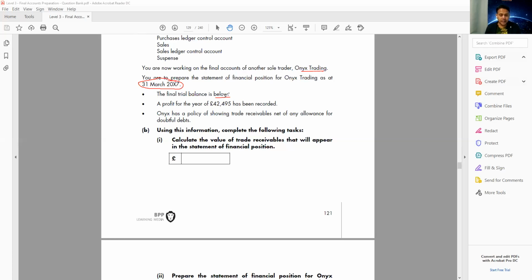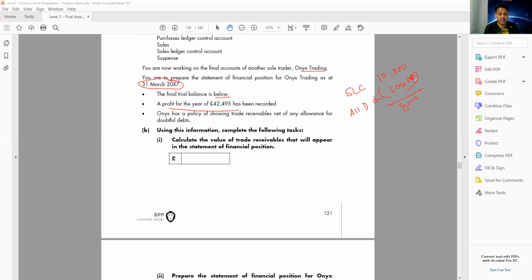A profit for the year of 42,495 has been recorded. For this year, my profit is this. Onyx has a policy of showing trade receivables net of any allowance for doubtful debt. Our policy is I'm going to take away any allowance for the doubtful debt. For example, if my sales ledger control is 10,000 and my allowance for doubtful debt is 2,000, then on the financial statement I'm going to show 8,000.